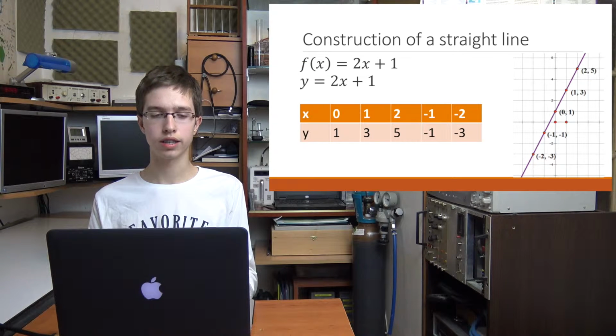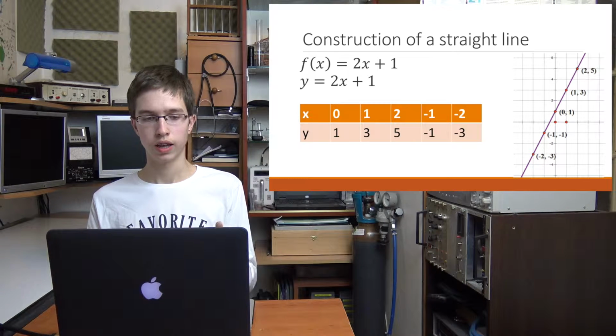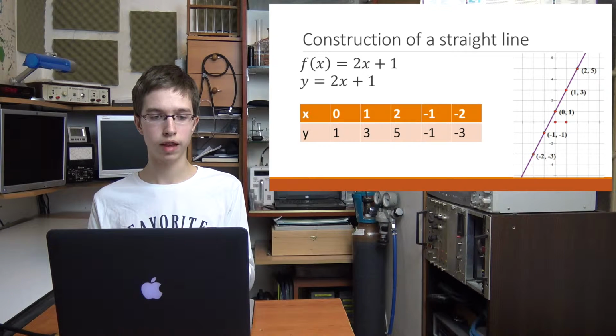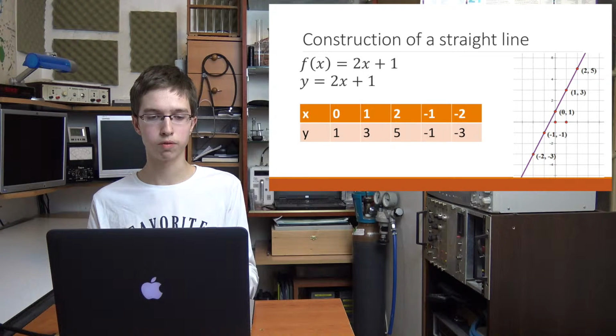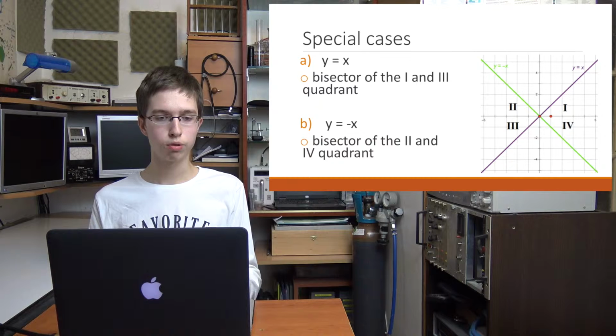How to construct a straight line? If we have a linear function or straight line equation, then first we have to take two x coordinates of two points whose y coordinates we'll calculate now. But we can also take more than 2. So here we've taken 5 x coordinates and for each of them calculated y coordinates. So 5 points through which we construct the graph of that straight line. For example, if we take x equal to 1, then y is equal to 2 times 1 plus 1, which is 3.